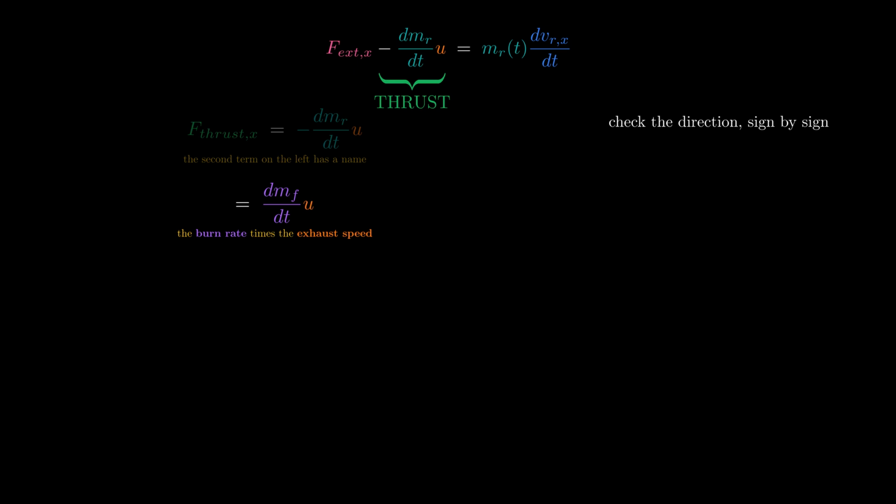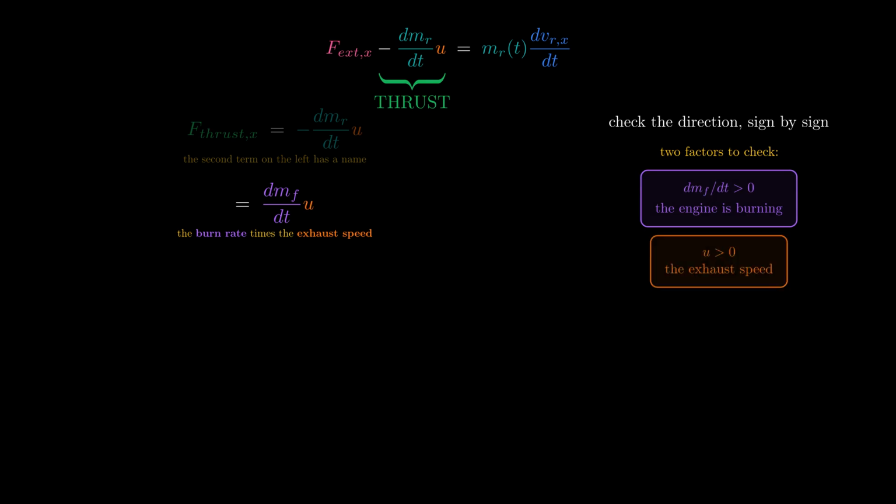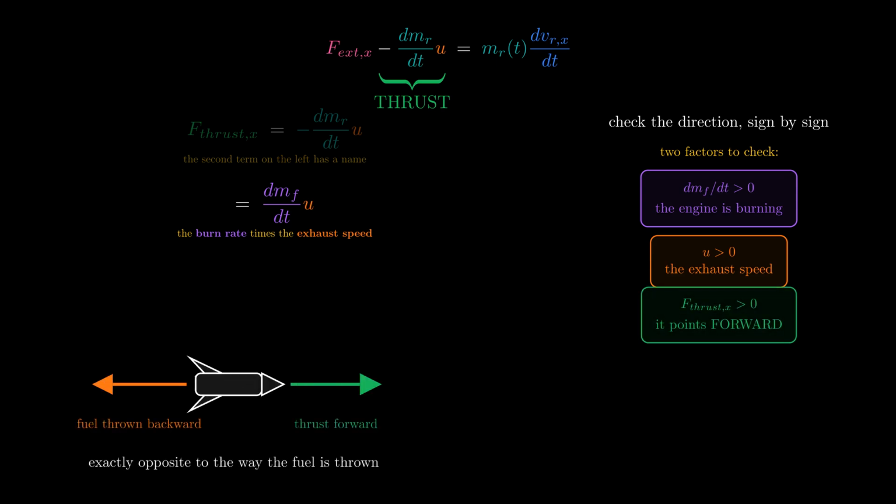Check its direction, sign by sign. The burn rate dm_f/dt is positive. The engine is burning. The exhaust speed u is positive, so the thrust is positive. It points forward along the motion, exactly opposite to the direction the fuel is thrown. Check its size. Double the burn rate or double the exhaust speed, and the thrust doubles.